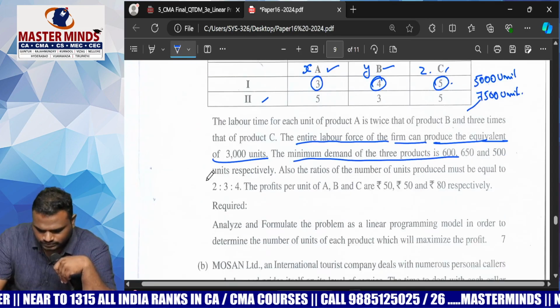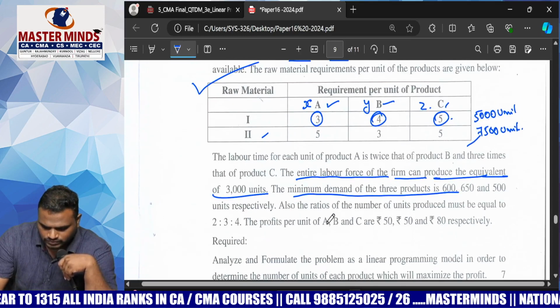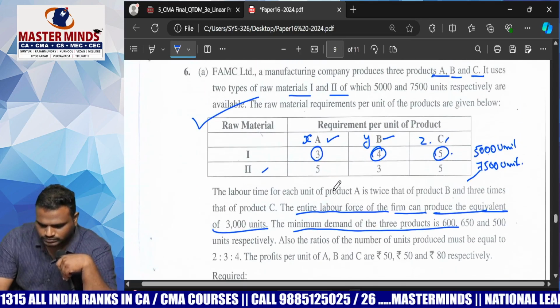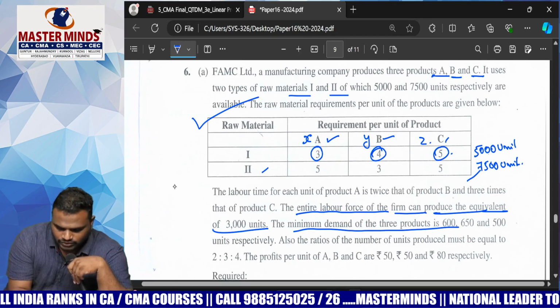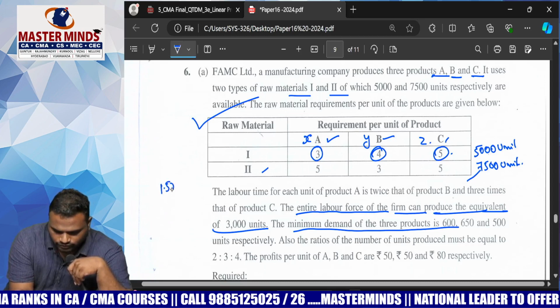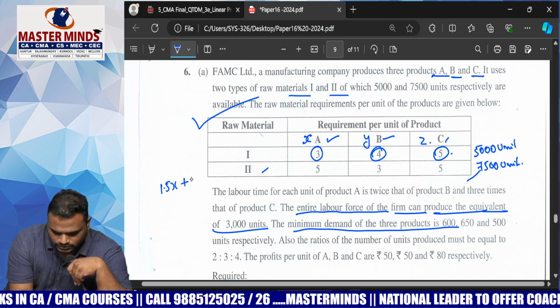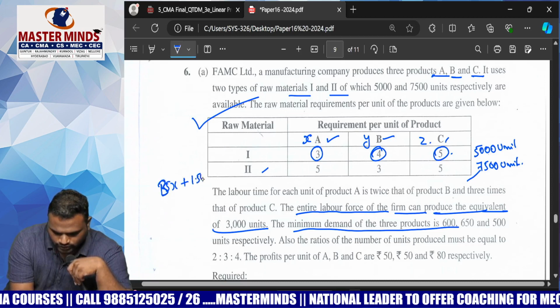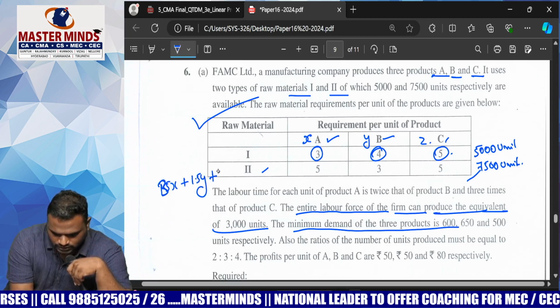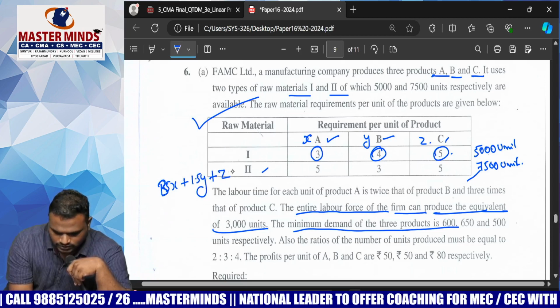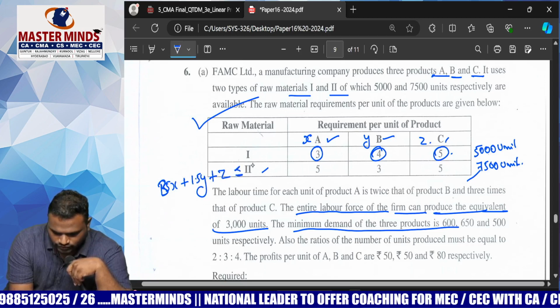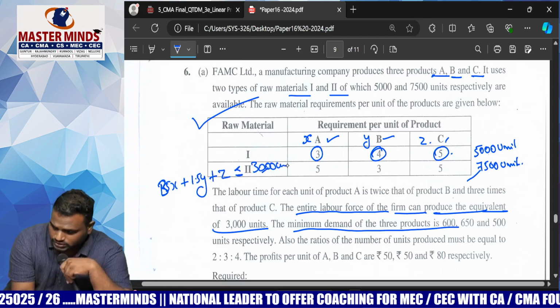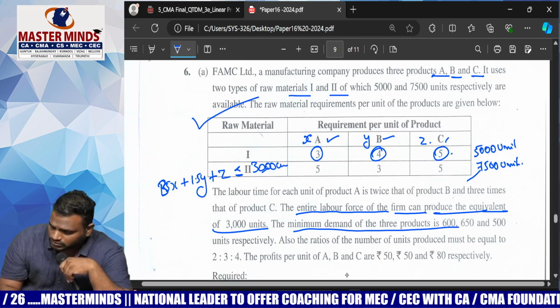Completed. Now tell me the labor time equation. 3x + 1.5y + z less than or equal to, which is equivalent to 3000 units, right? Yes or no?